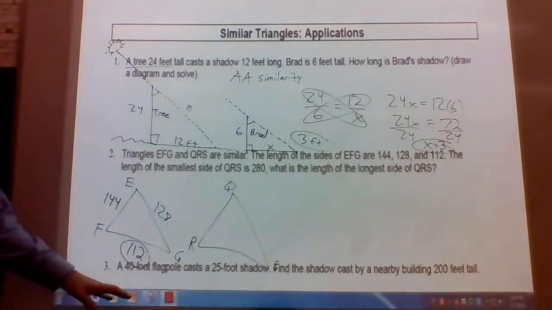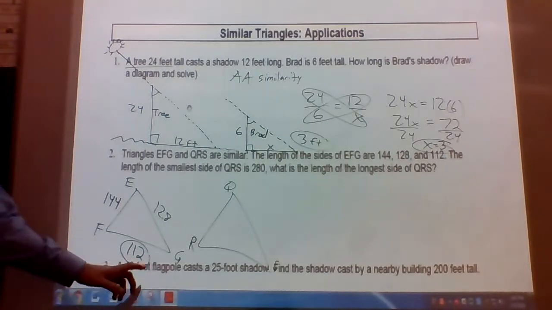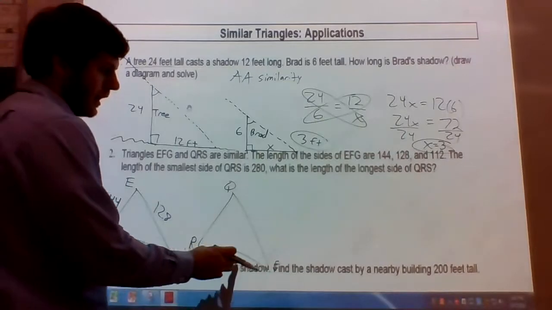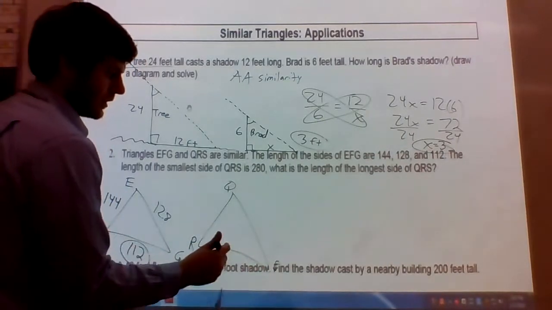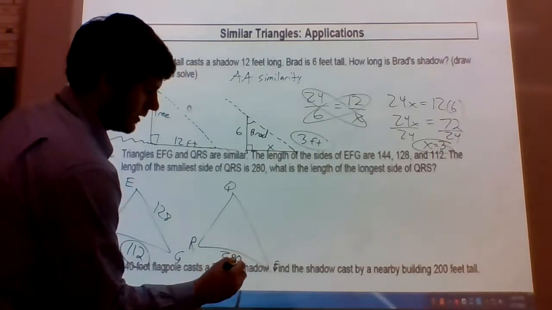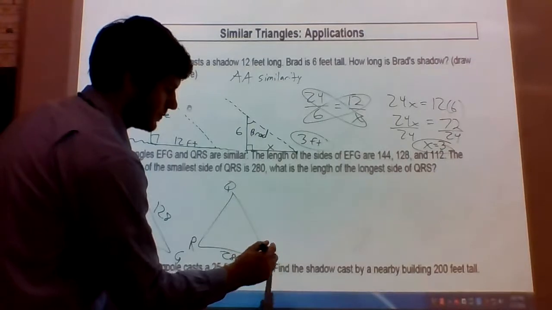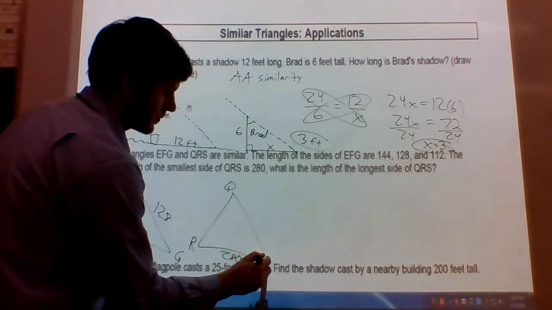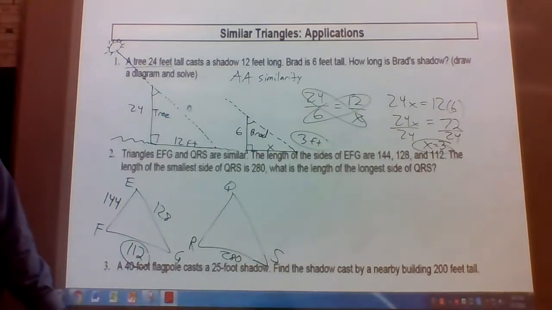So the side on triangle QRS that corresponds with FG is going to be RS. So that's the shortest side, RS, so that's going to be 280. Okay, this was S down here, 280. What is the length of the longest side of QRS?